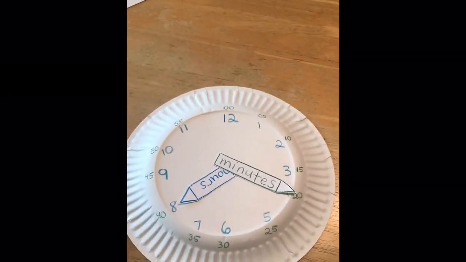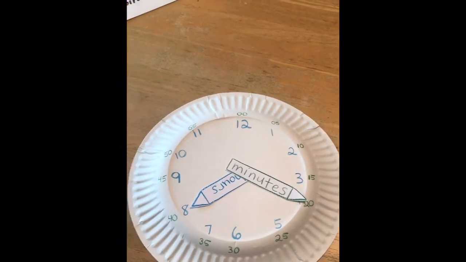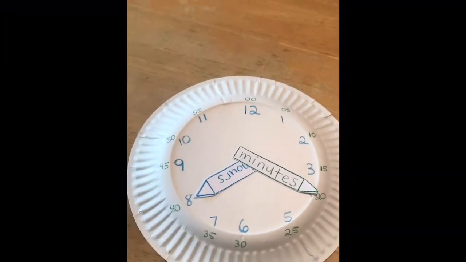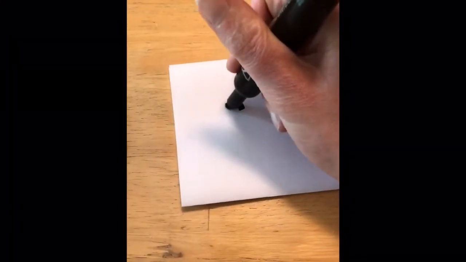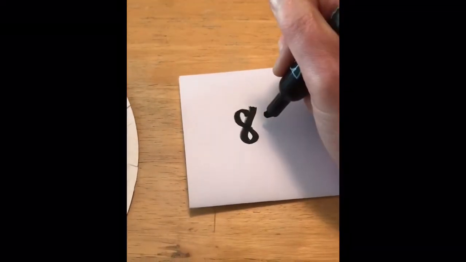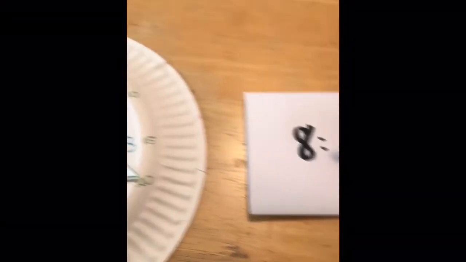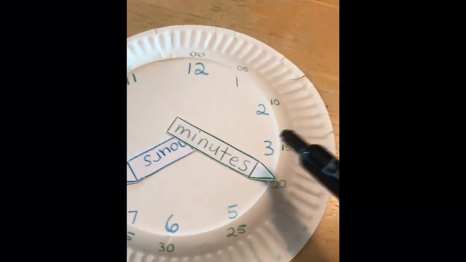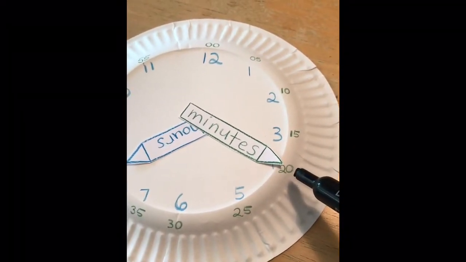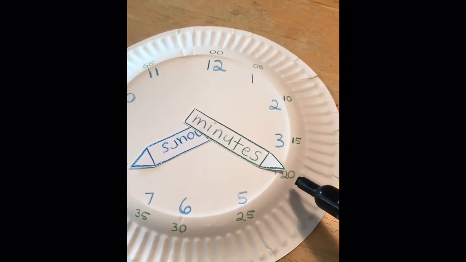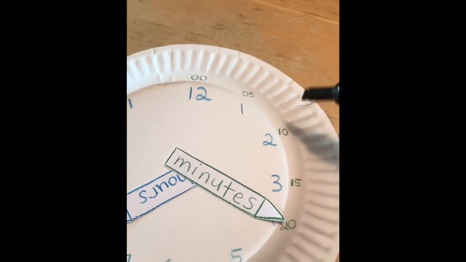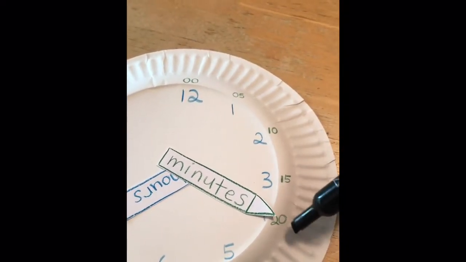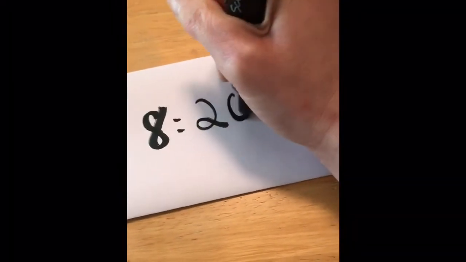So here's the first time. And what I want to do is start with my short or hours hand, and that's pointing to the eight. So I'm going to go ahead and write the number eight. Then I'm going to make a colon. And then I'm going to look at the minutes hand. The way we made this clock was very smart. I can already tell that the answer is 20, but I'm just going to show you counting by fives. You start at 12, that's considered zero. So then you say, okay, 5, 10, 15, 20. And so the time that the clock is showing is 8:20.